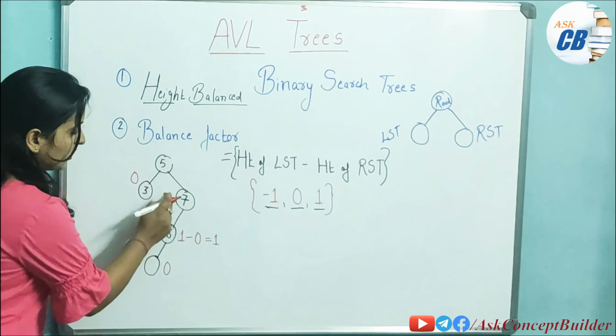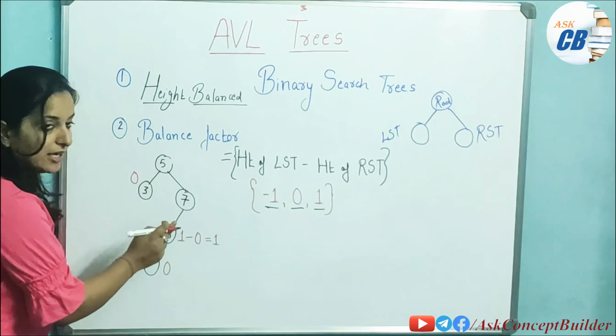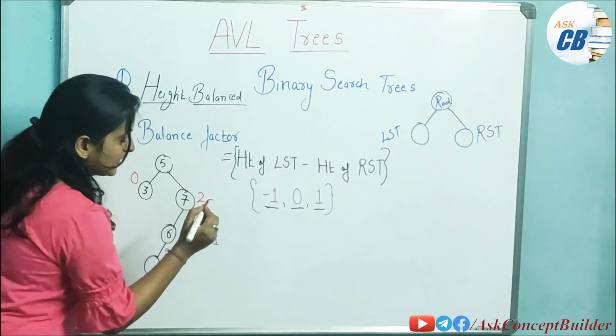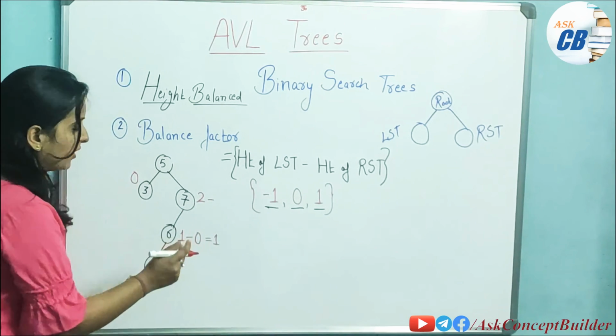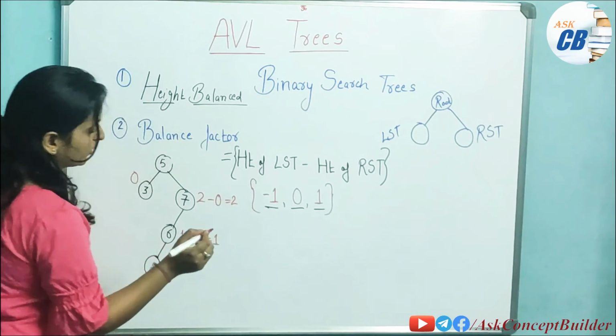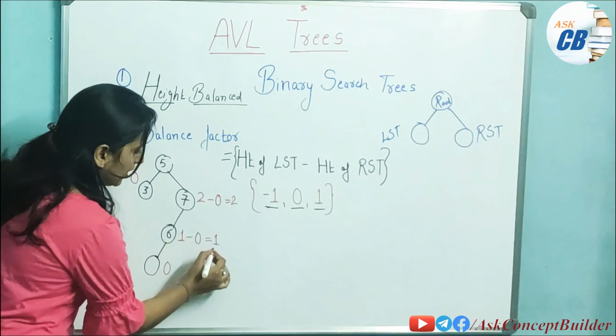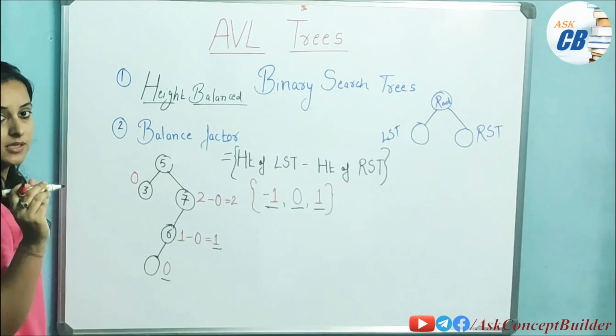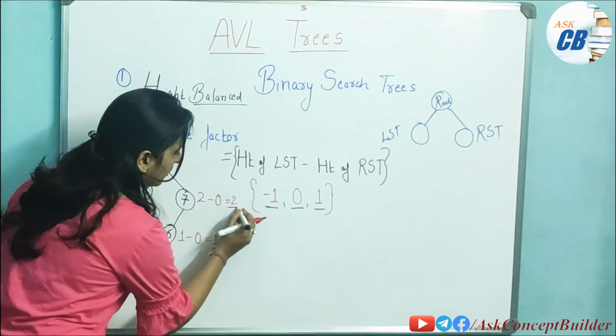Fine. Now for this 7, see, what is the height of left subtree? 1, 2. 2 minus height of right subtree. So height of right subtree is 0. So 2 minus 0 is 2 here. Now you can check at this point and this point, it is balanced. But see here, 2.